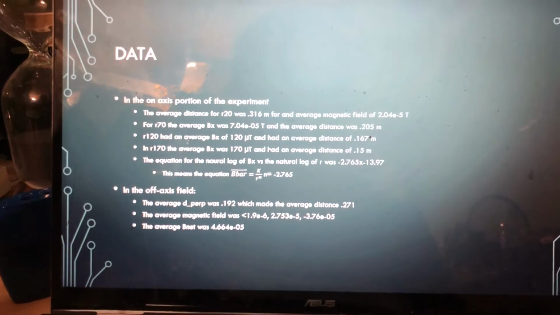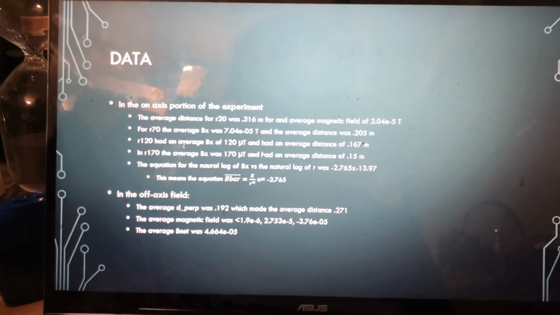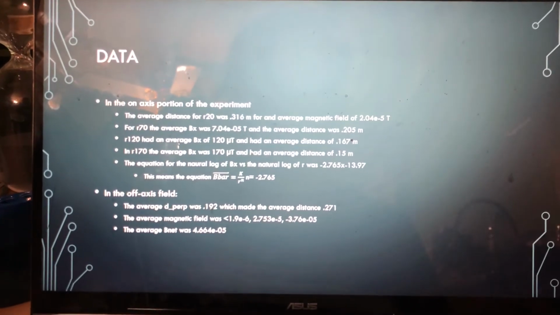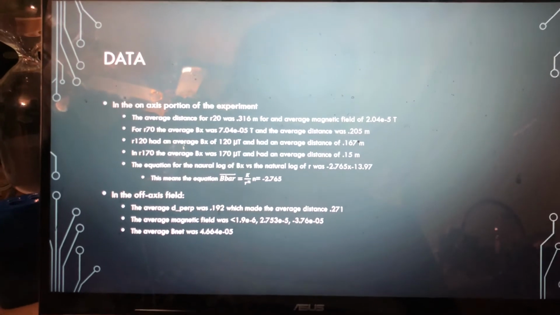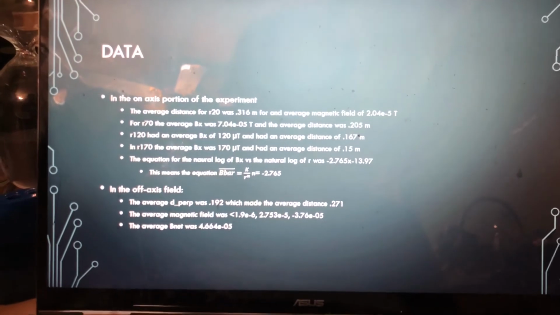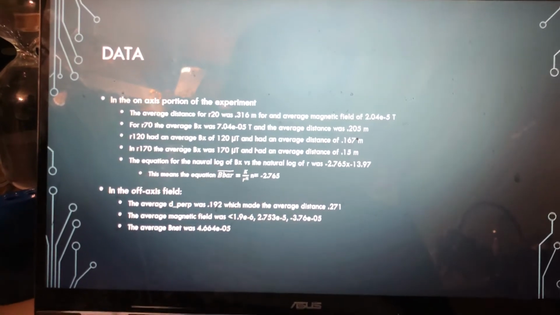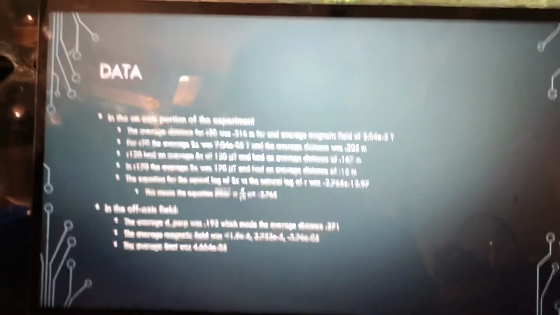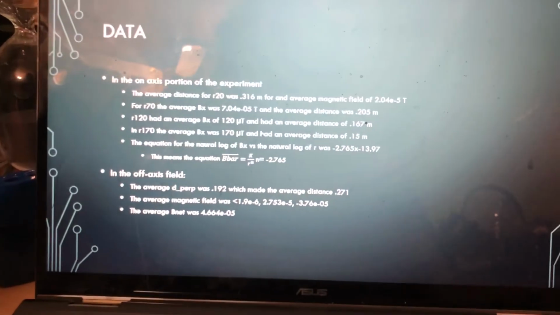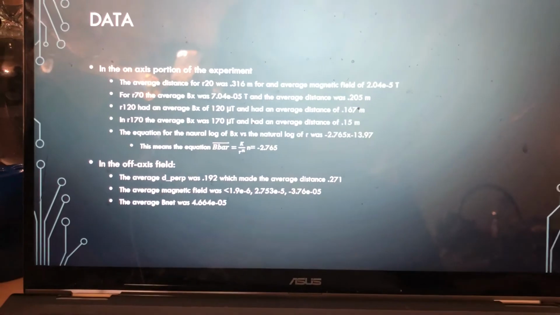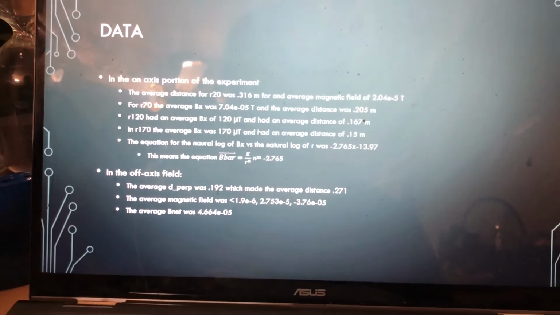The equation for the natural log of Bx versus the natural log of r was negative 2.765 times 10 to the negative 13.97. This means for the equation B = k over r to the nth power, n is equal to negative 2.765. In the off-axis field, the average d perp was 1.92, which made the average distance 0.271.